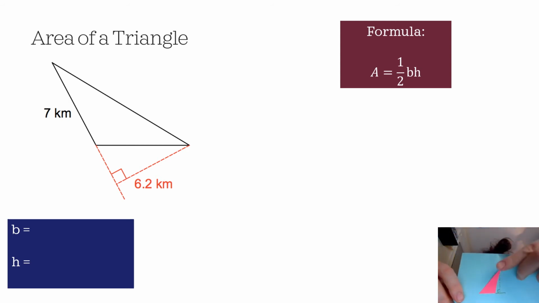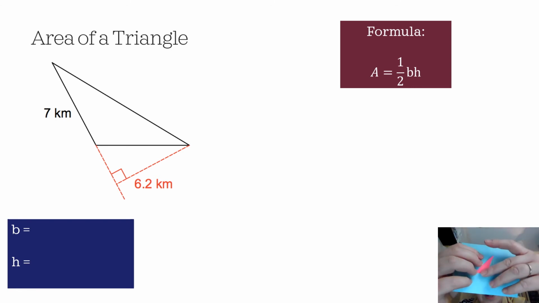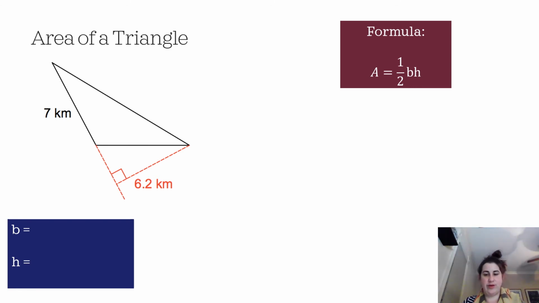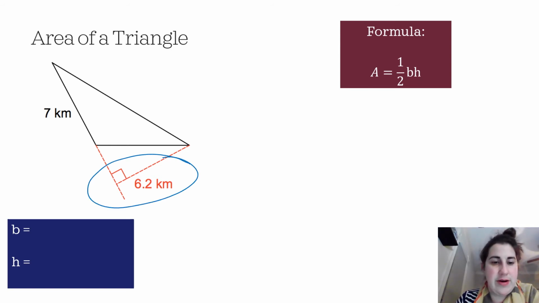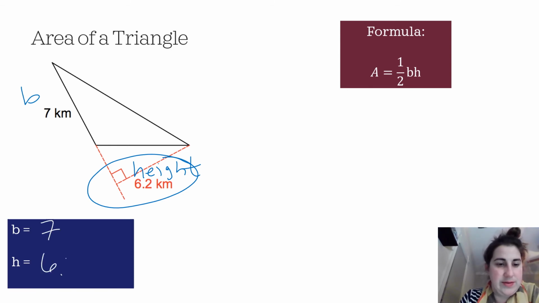So I have this tippy top here, and I have to go straight down to find the height. So I can't just take this side of it and say that that's the height. I have to do a 90-degree angle, which is what this is talking about right here. So this is our height. And this is our base. So our base is 7 and our height is 6.2.